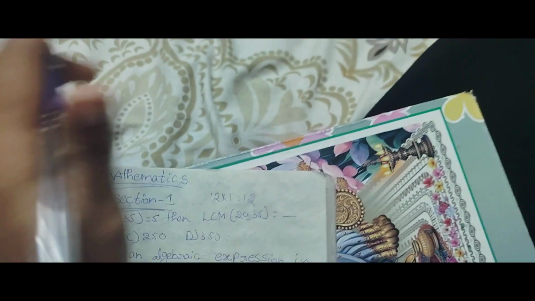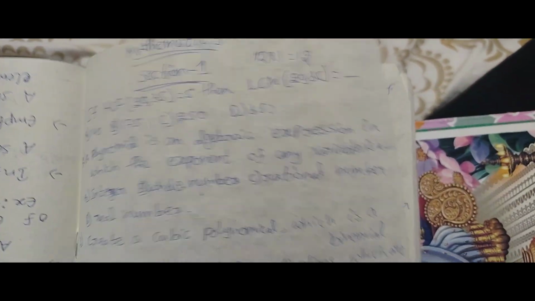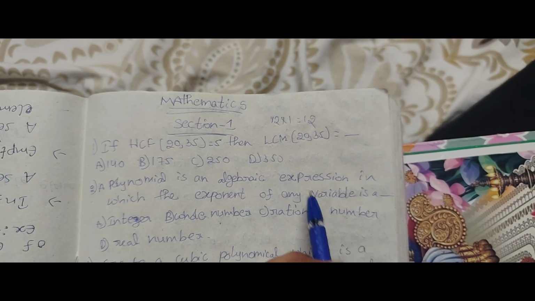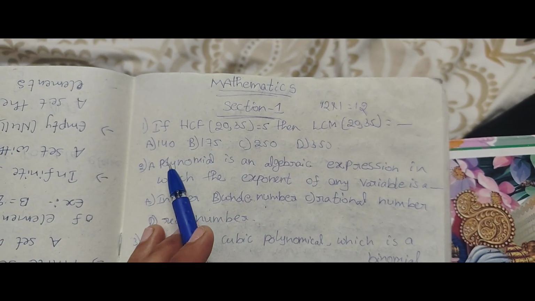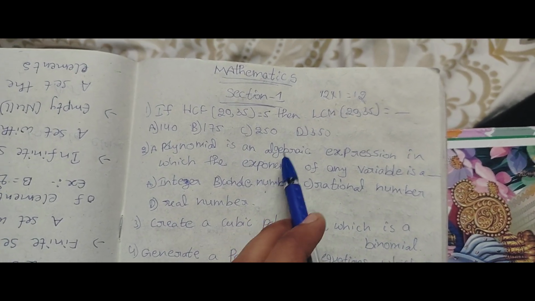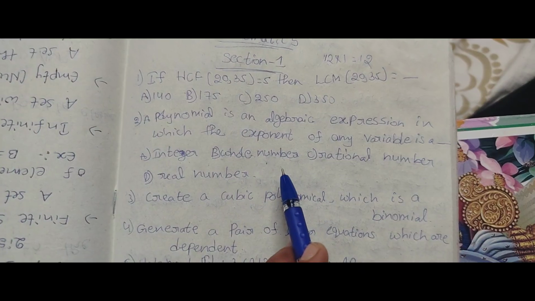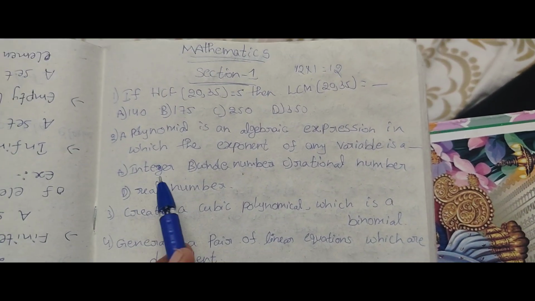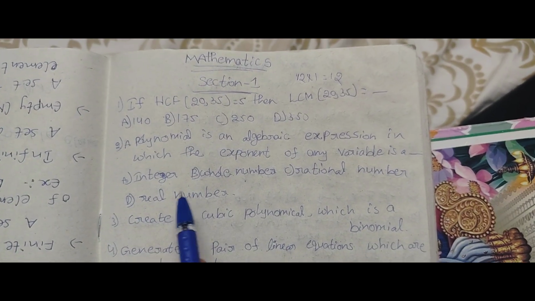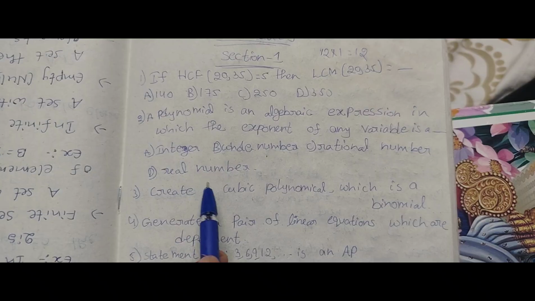12 marks. So first question, if HCF(20, 35) equal to 5, then LCM(20, 35) equal to option A 140, option B 175, option C 250, option D 350. Second question, a polynomial is an algebraic expression in which the exponent of any variable is A integer, B whole number, C rational number, D real number.